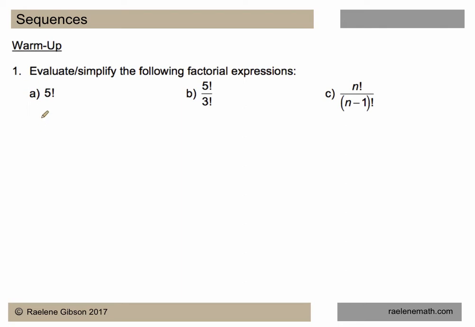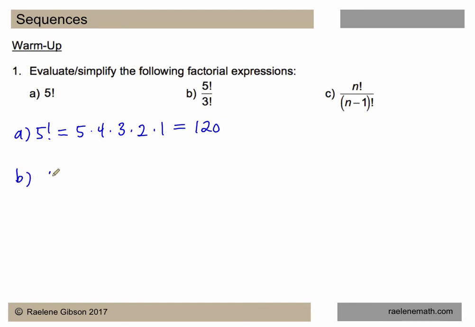In the first question, the warm-up, we want to use the factorial notation to evaluate 5 factorial. So 5 factorial is defined to be 5 times 4 times 3 times 2 times 1, and we can see that this is equal to 20 times 6, or 120.